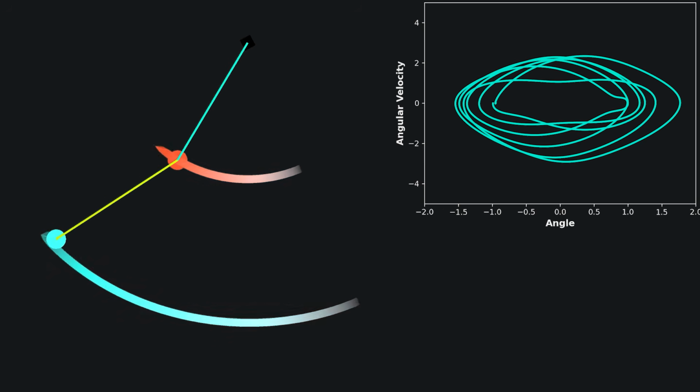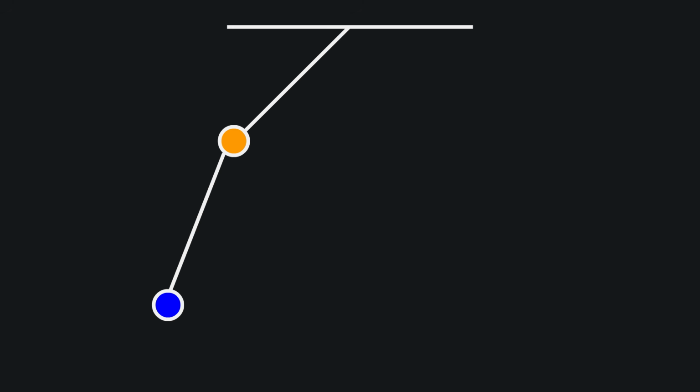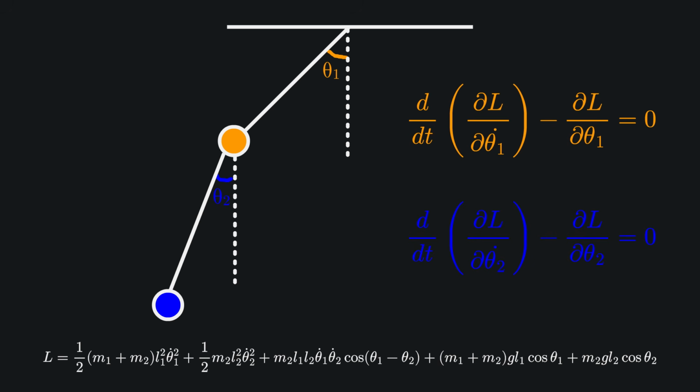Now, let's solve it using Lagrange's method. Instead of strict x and y grids, we define the system using only two generalized coordinates, the angle of the first string and the angle of the second string. Next, we calculate the total energy of the system as scalars. We use our angles to find the total kinetic energy, and we use them again to find the total potential energy. We combine these into our master function.